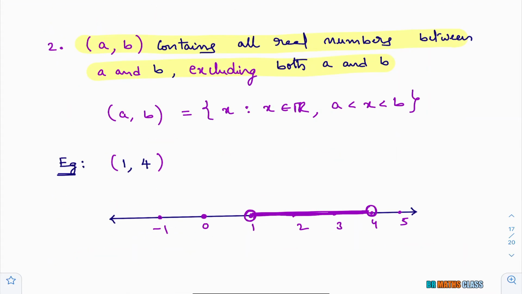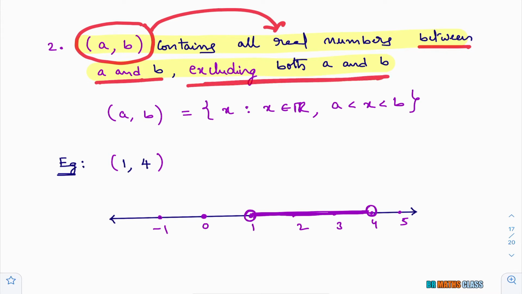Now, what about this one? By seeing the brackets, we can say that this is open interval A comma B. Open interval A comma B means what? It contains all real numbers between A and B, excluding both A and B.